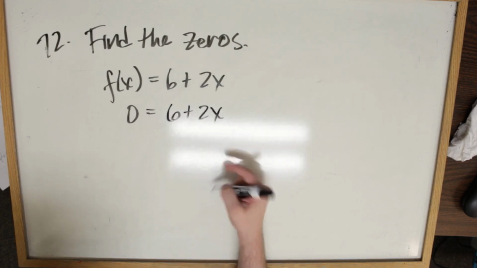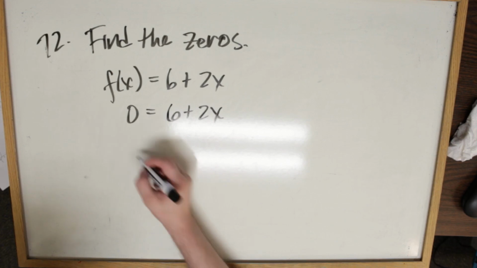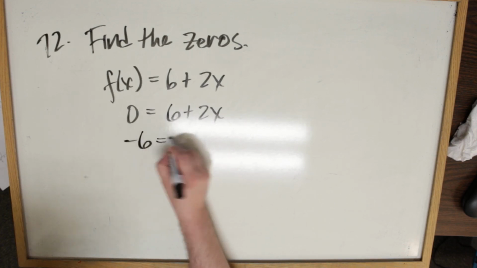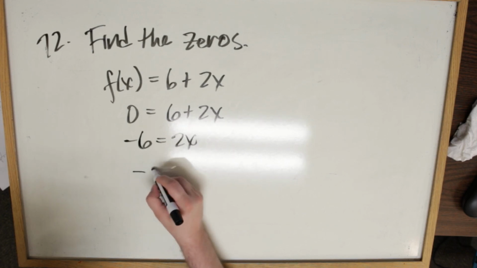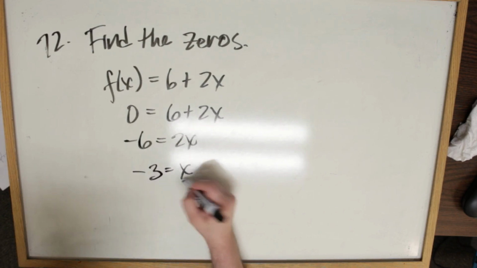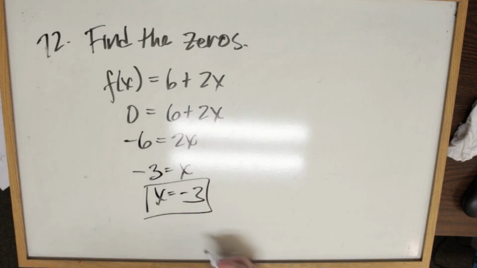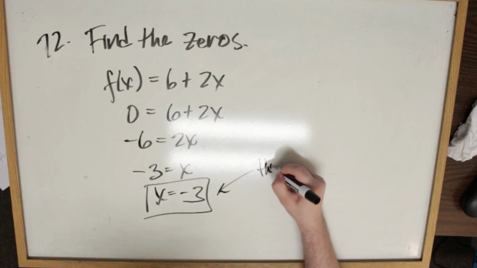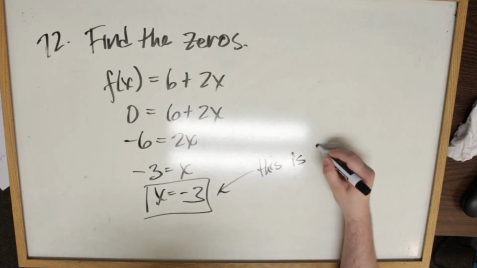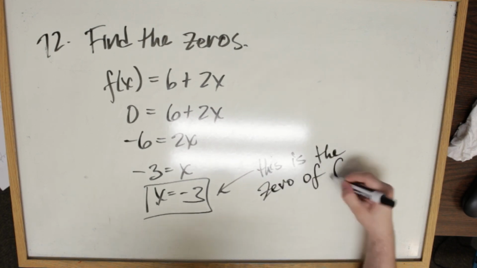So now I just move the x and the numbers around and see what I get. So let's just move the 6 to the other side. We'll divide through by 2, so we're going to get minus 3 is equal to x. So x is equal to minus 3. Okay. So that right there is the 0. This is the 0 of f of x.